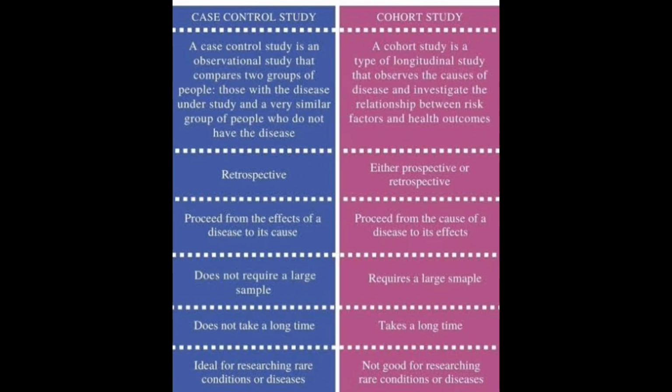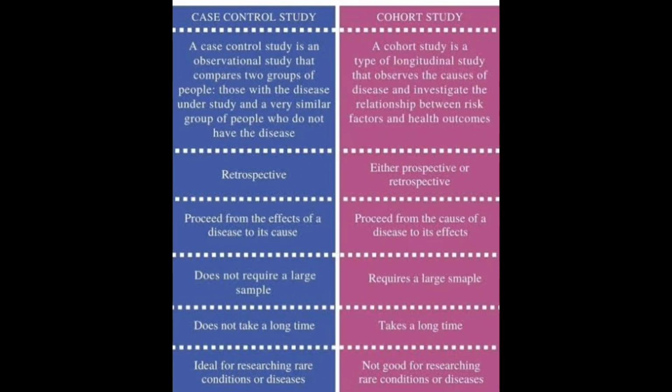Now case control proceeds from the effect of the disease to the cause. When I say it is retrospective, you get 2 points. First thing, retrospective means backward. So it proceeds from the effects of the disease to the cause. First they see the effect, then they go retro and see the cause. Now a cohort study is prospective or retrospective, hence it proceeds from cause to the effect in the forward direction.